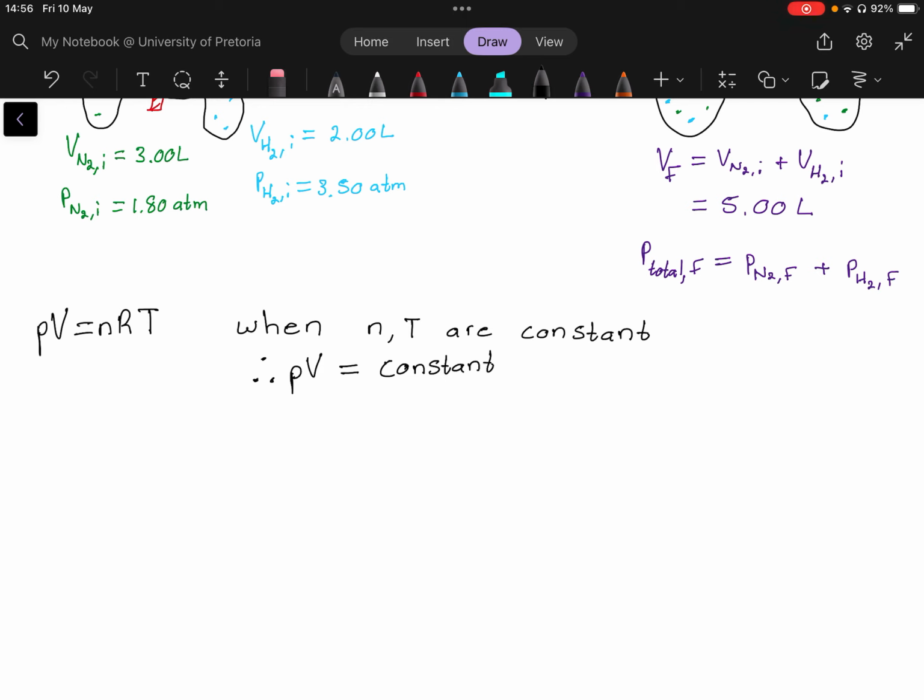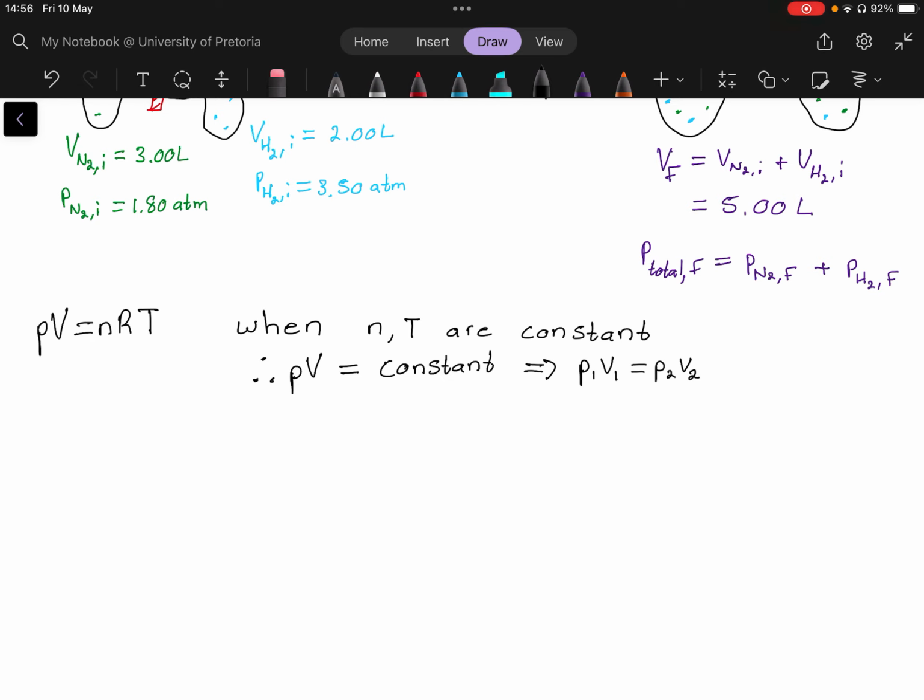Hence, we can say that the product, so pressure times volume of some initial situation, must be equal to the pressure times the volume of some final situation. And hence, we get to an equation of the form P1 V1 is equal to P2 V2. All right, so that's the origin of that equation. But you can logically deduce it. You don't need to know that that's the equation.